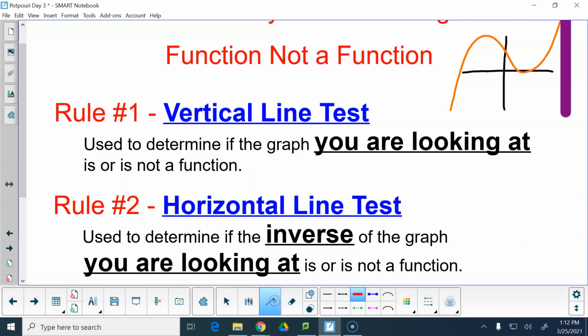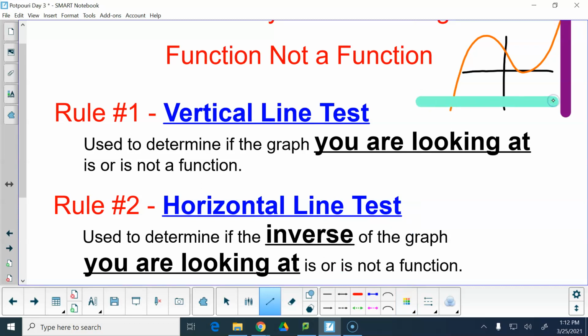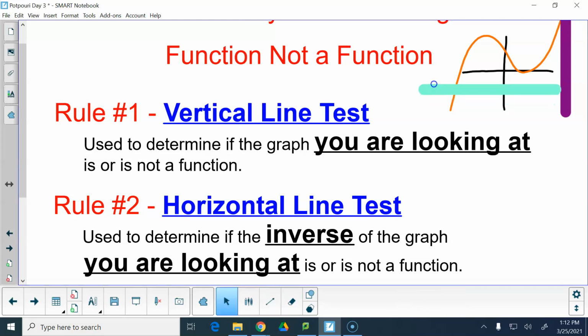Let's see. I need a color. Honestly, I can't use yellow. Doesn't show up very well. So there's our horizontal line. If we slide it up, in this case, still good, still good, still good, uh-oh. Not good, right? So this one, in this particular function, it is a function, right? But the inverse is not a function.